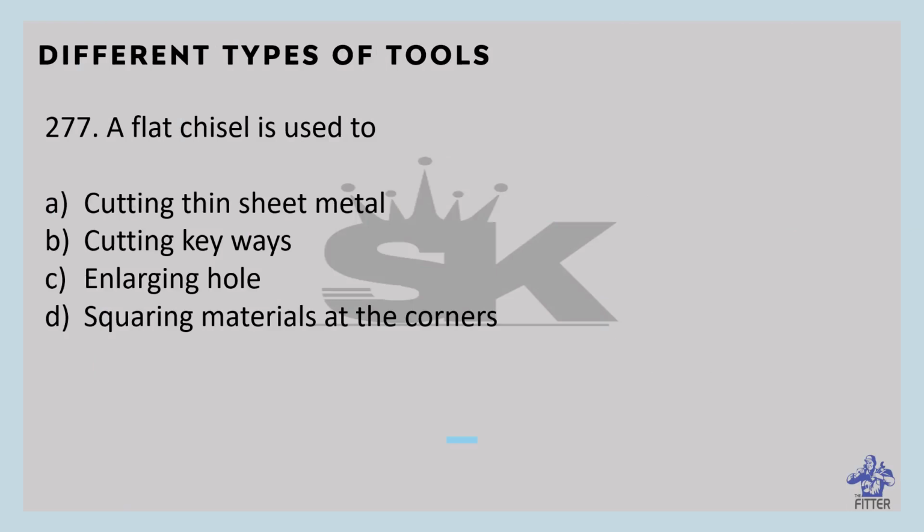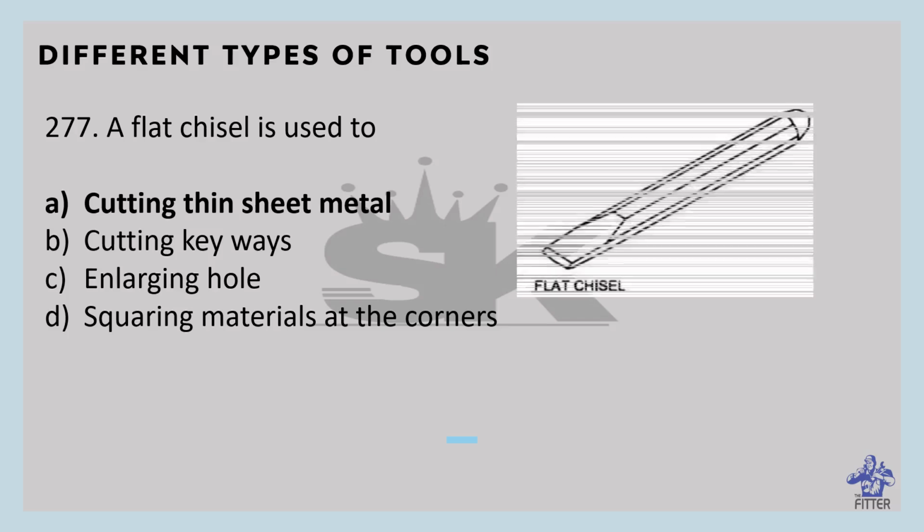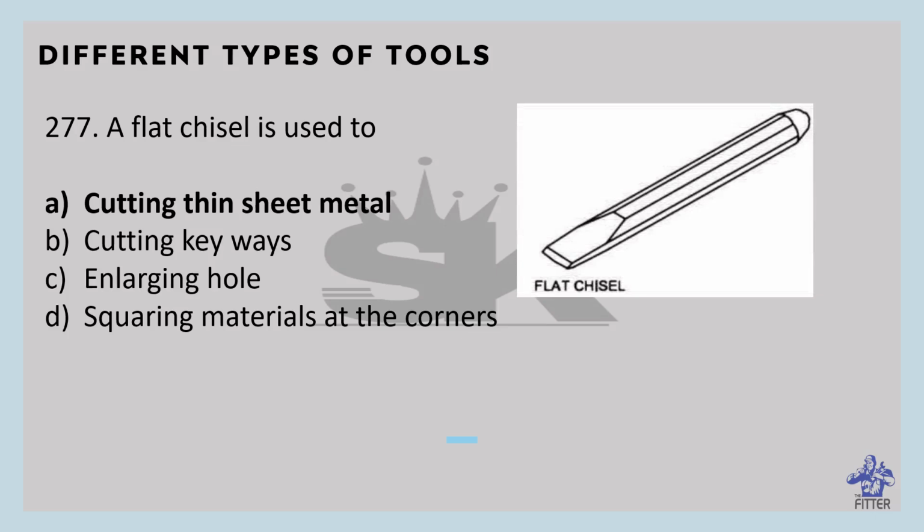A flat chisel is used for cutting thin sheet metals. You can see here in the image that is a flat chisel. Flat chisels are used to remove metal from large flat surfaces, and chip off excess metal of welding. A flat chisel is used to cut bars and rods to reduce surface and to cut sheet metal that is too thick or difficult to cut with thin snips.